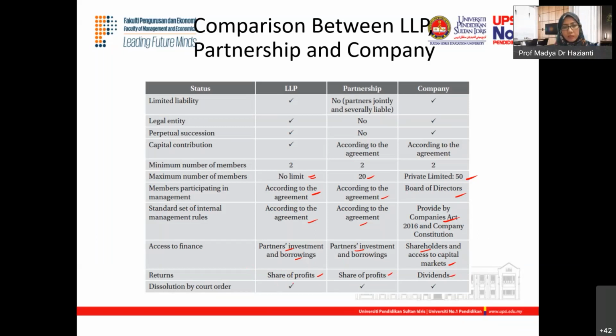Dissolution by court order, okay, boleh winded by the court.